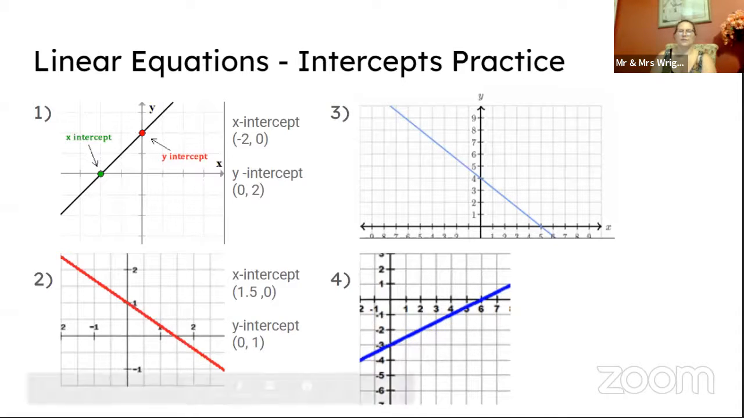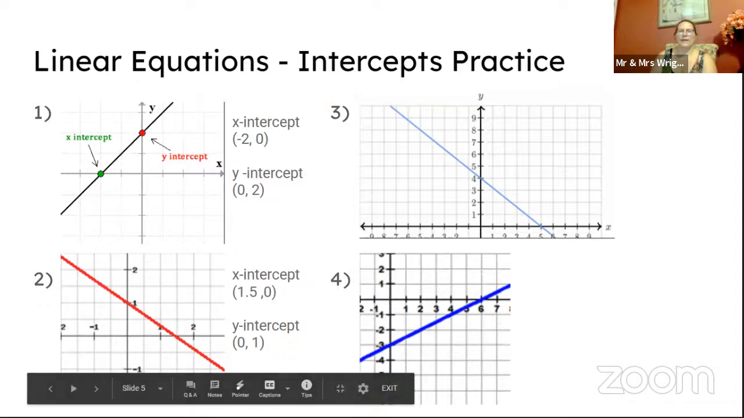That's the y-intercept. Number 2, you have the x-intercept. It's halfway between the 1 and the 2, so it's 1.5. And it doesn't go up or down because it's on the x-axis, so it's got a 0 value for the y here. The y-intercept has an x value of 0 and a 1 value for the y.